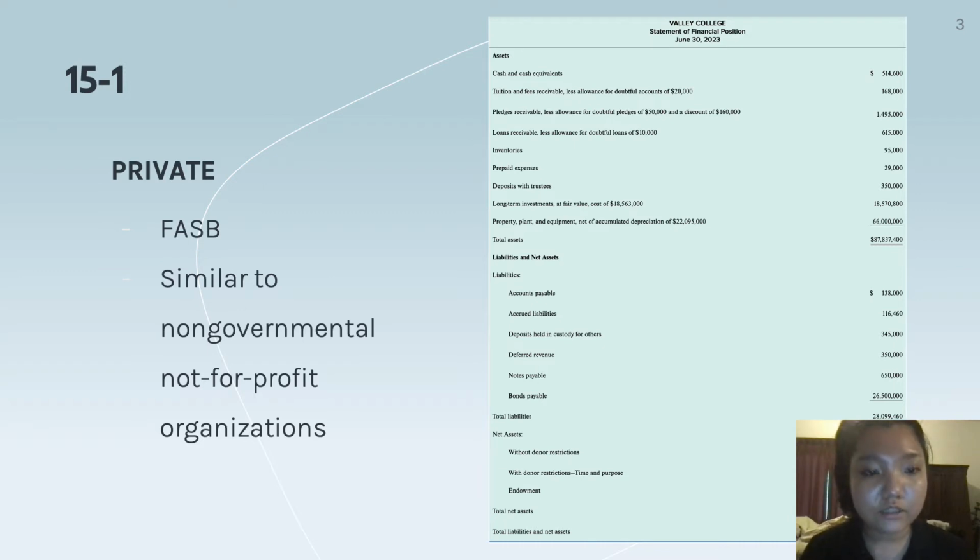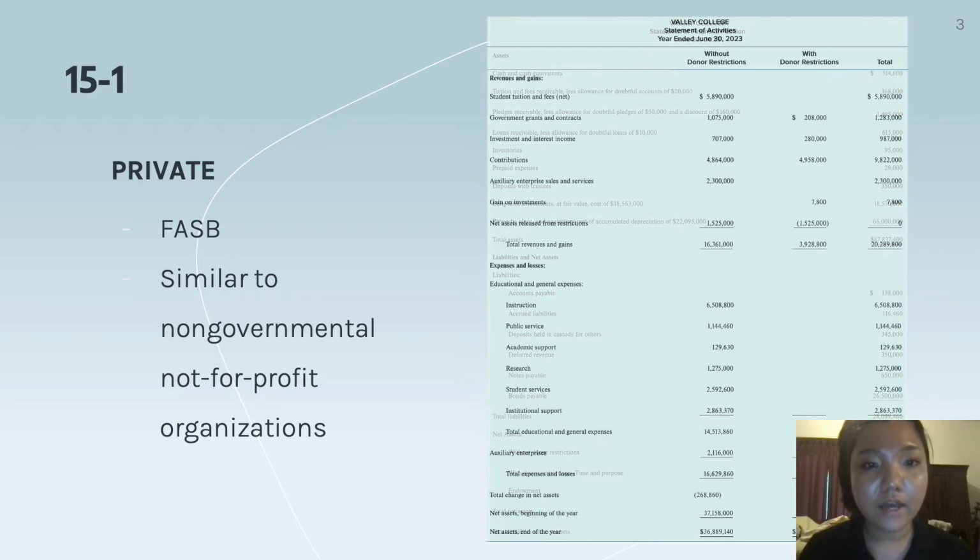Another difference is that under net assets, it's a different classification. Now it's without donor restrictions and with donor restrictions for time and purpose, and then the endowment. Essentially, there used to be one for temporarily restricted, but after ASU 2016-14, that changed and they took that classification out. So now it's just typically without donor restrictions and with donor restrictions.